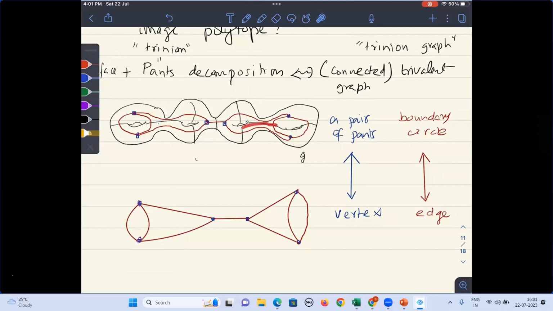Here is one. I hope I get this right. Here is one, here is one, here is one. There are 9 boundary circles, and the edges correspond to these boundary circles. And the trivalent graph actually gives you a description of the corresponding polytope.